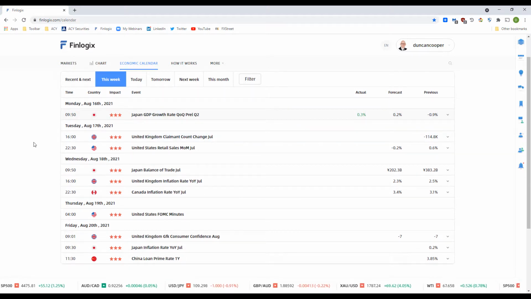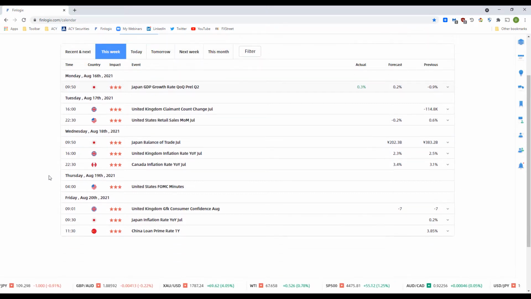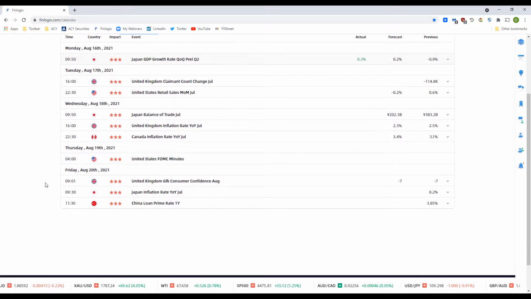So into Tuesday, the US retail sales could affect the Aussie yen for sure. Into Wednesday we have the Japan balance of trade that could affect. Getting into Thursday we've got the US FOMC meeting minutes that could definitely affect. And then into Friday we have the Japan inflation rate and the China loan prime rate. So all those items could affect the Aussie to the yen.